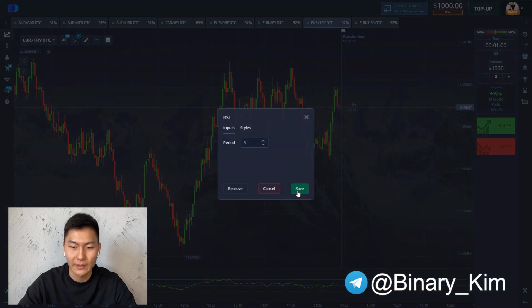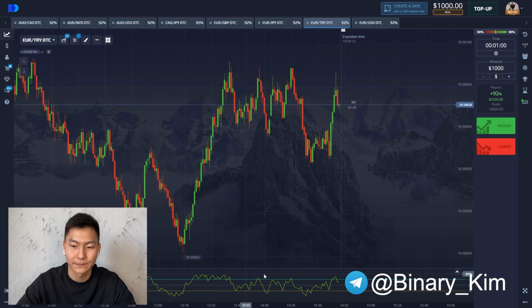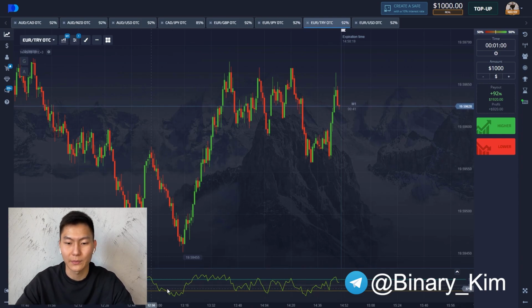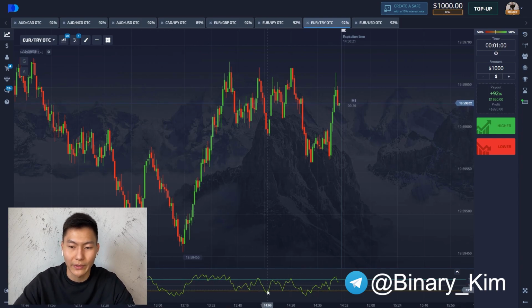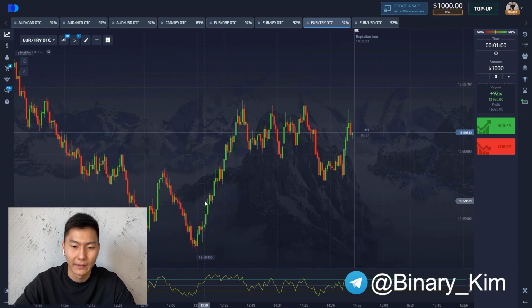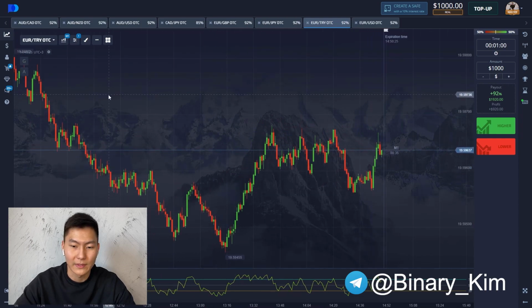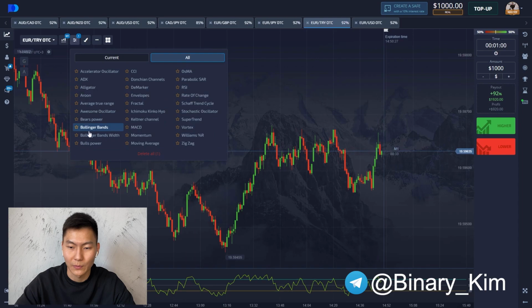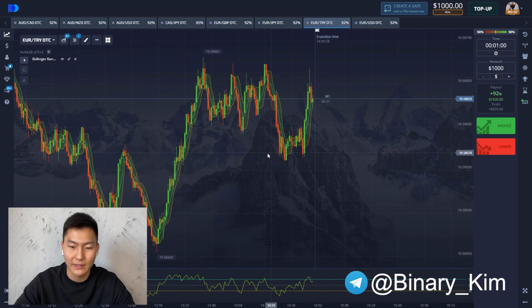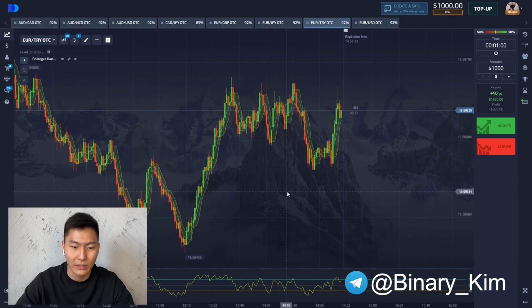So let's simply set the period to 5. Period 5 shows us different market noises which help us to have more accurate trade entries. And let's move on to the second indicator. It's gonna be the Bollinger Bands, and basically the combination of these two indicators is a very good trading strategy.